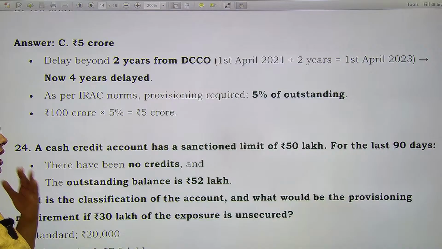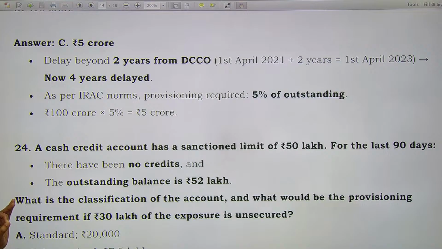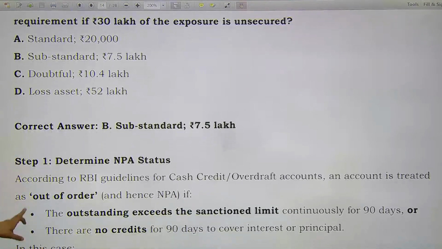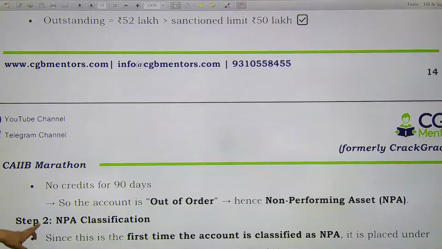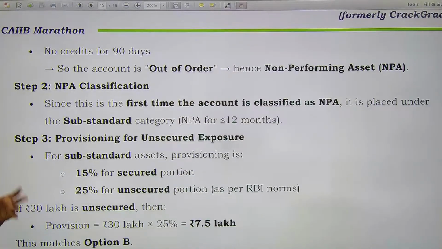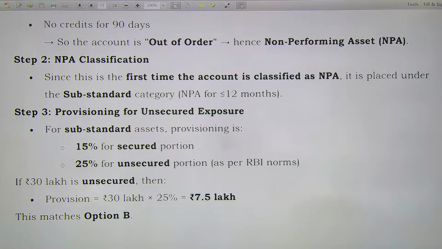A cash credit account has a sanctioned limit of 50 lakhs. For 90 days, there have been no credits and the outstanding balance is 52 lakhs. What is the classification of the account and what would be the provisioning requirement if 30 lakhs is unsecured? Now see this. As per the RBI guidelines, obviously this is an NPA. 52 lakhs is outstanding. If the asset is substandard, provisioning is 15% for the secured portion and 25% for the unsecured portion. Over here, 30 lakhs is unsecured, so 30 lakhs multiplied by 25%, that is 7.5 lakh. This is what is needed.